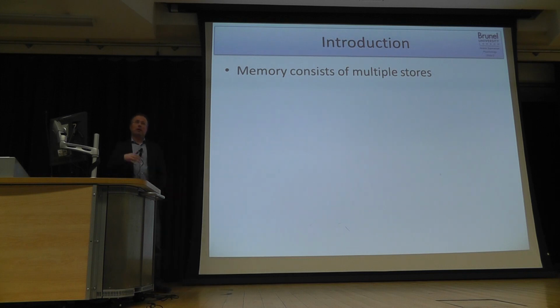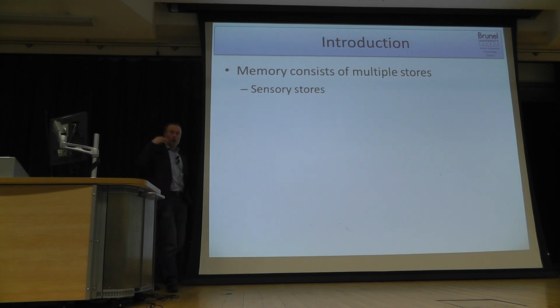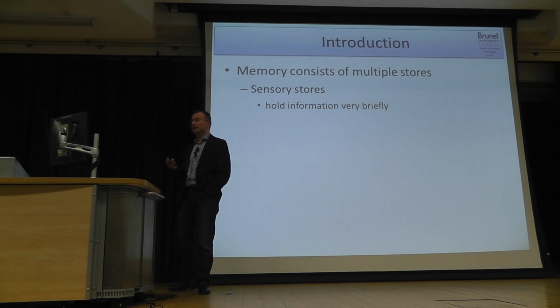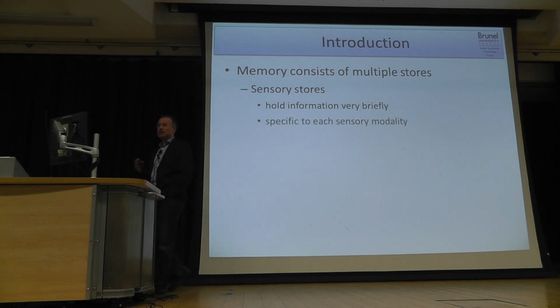So generally, one can say that memory consists of multiple stores, and I'm sure most of you are familiar with that idea. So when we start very early in the processing, we will speak about this in more detail in a moment, it all starts with some very low-level sensory stores, which hold information extremely briefly, so only for 50 or 100 milliseconds or something in that order. And they're specific to each sensory modality. So for vision and audition, we have separate stores here.